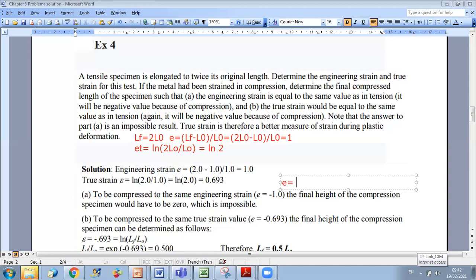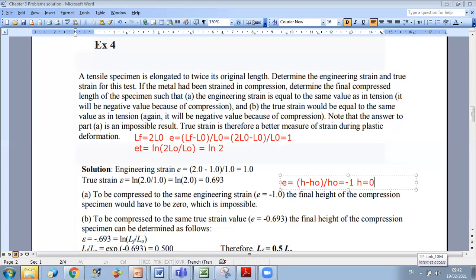In case of compression, the value of e is the final height h minus the initial height h0, over h0. So the condition to have it equal to -1, if you solve it, will give you that h should be equal to 0, which is impossible. You know, I cannot compress a specimen until reaching a value of 0.